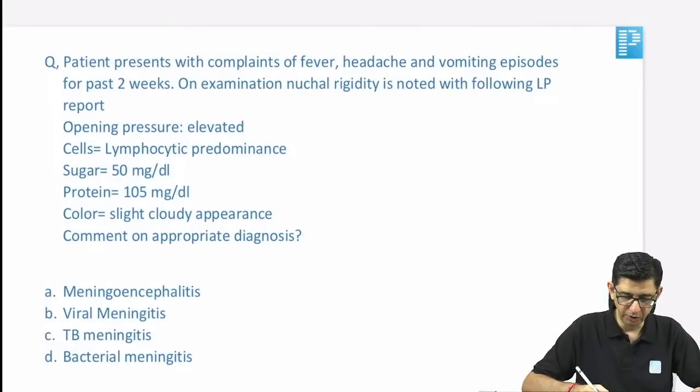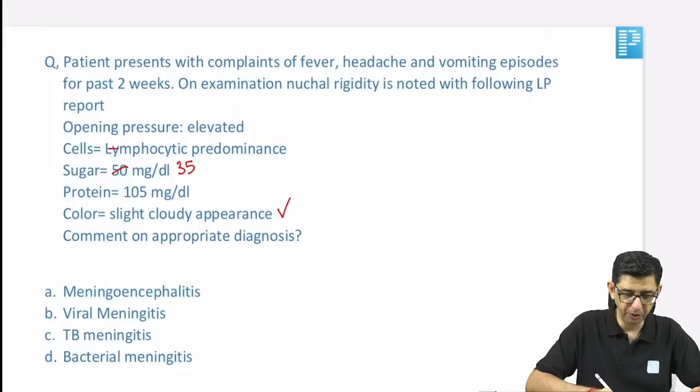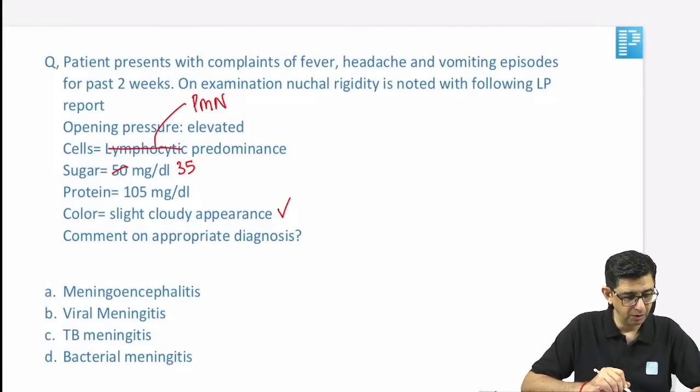Okay, it was a cloudy CSF, that is okay. Polymorphs mentioned, the sugar was 35. So sugar is low, polymorphs are there, so going in favor of bacterial. Right. Will you say something about the protein value? It was a PMN predominance present, not a lymphocytic predominance.